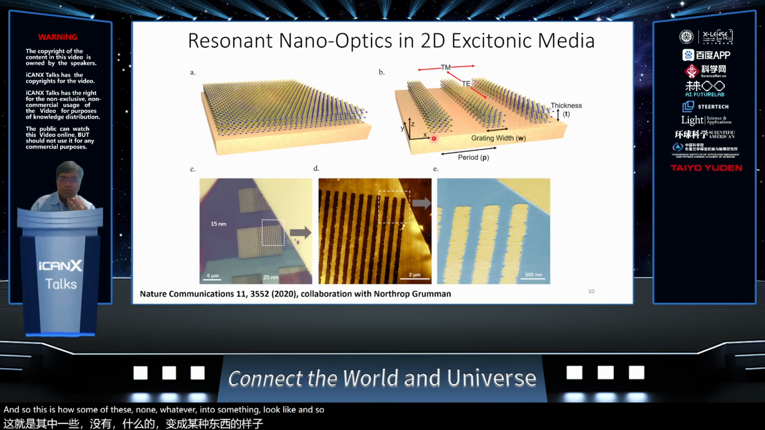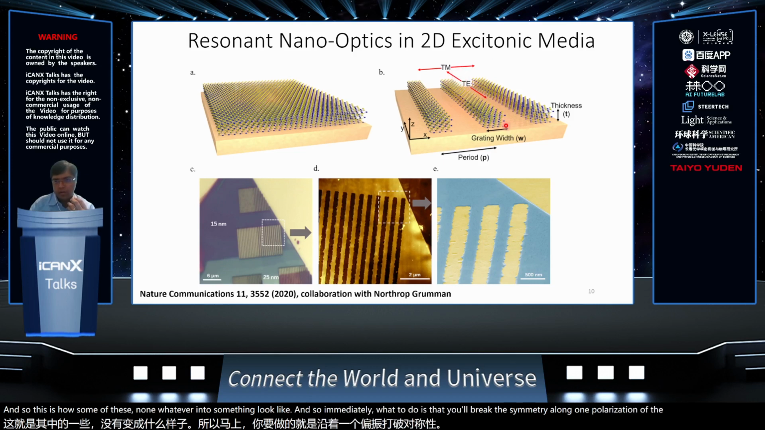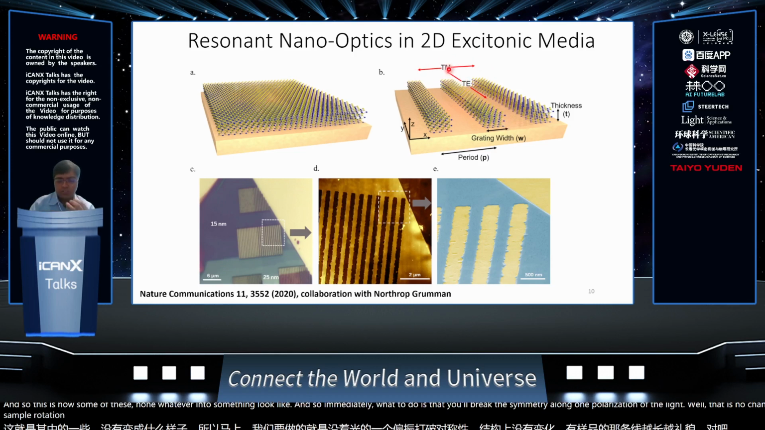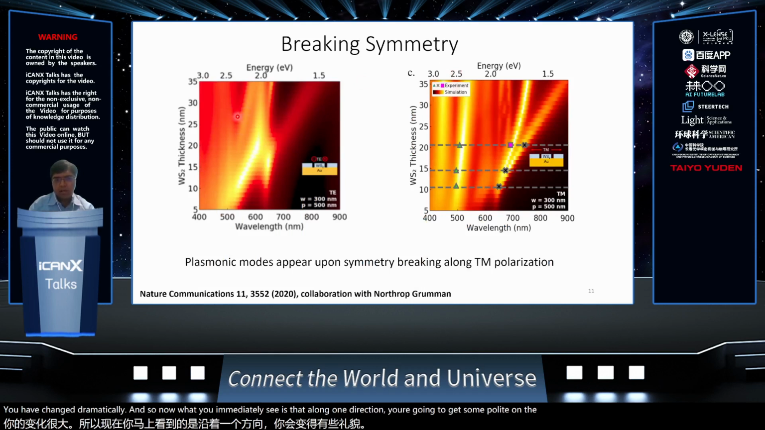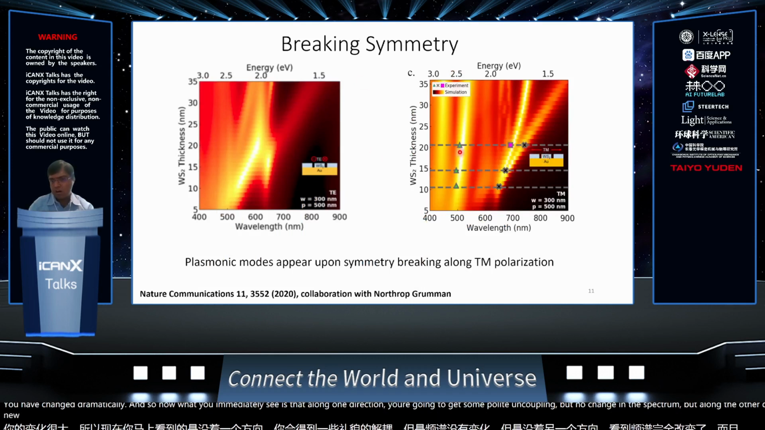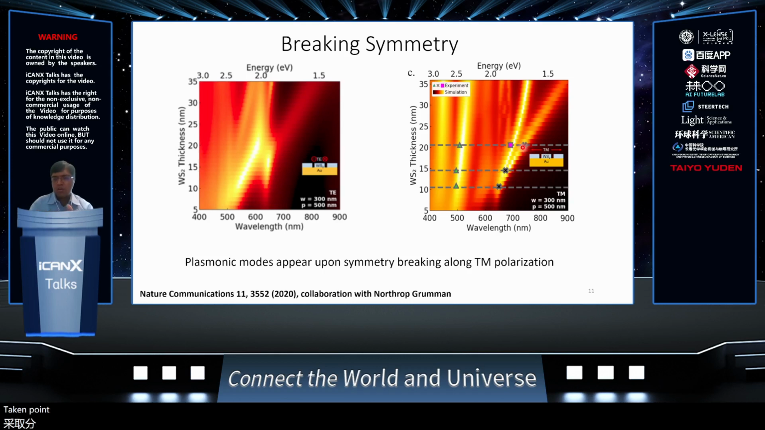Immediately, you break the symmetry along one polarization of the light, where there is no change in the structure, versus along the other polarization, which is TM polarization, where you have changed the symmetry. Now you immediately see that along one direction, you again see the exciton polariton coupling with no change in the spectrum, but along the other direction, the spectrum has completely changed and these new peaks start appearing. These triangles and squares and crosses are experimentally taken points superimposed on the simulated spectrum.